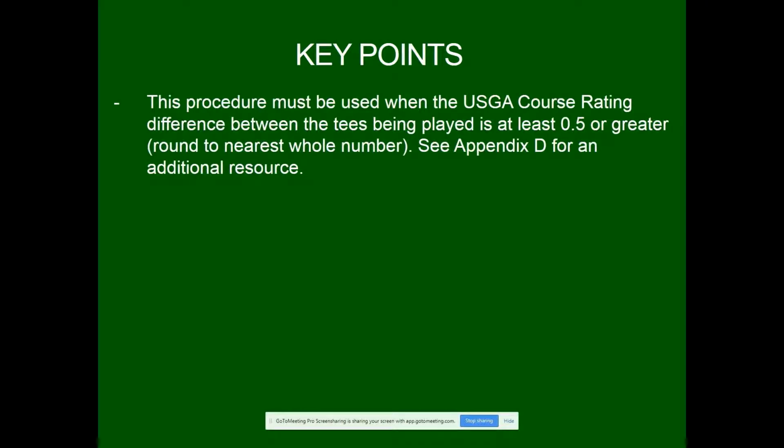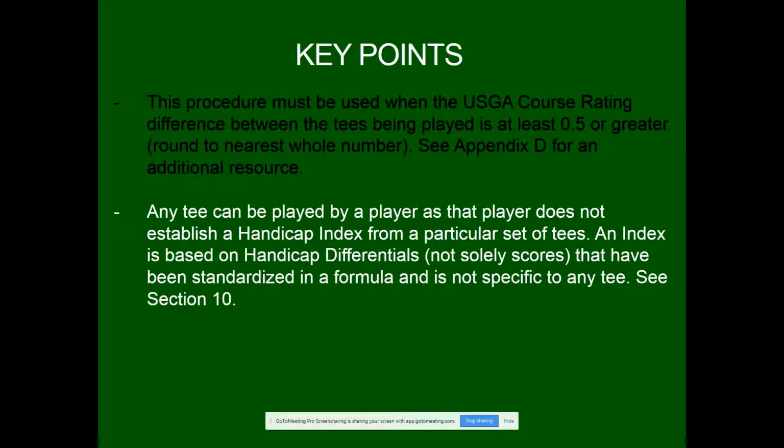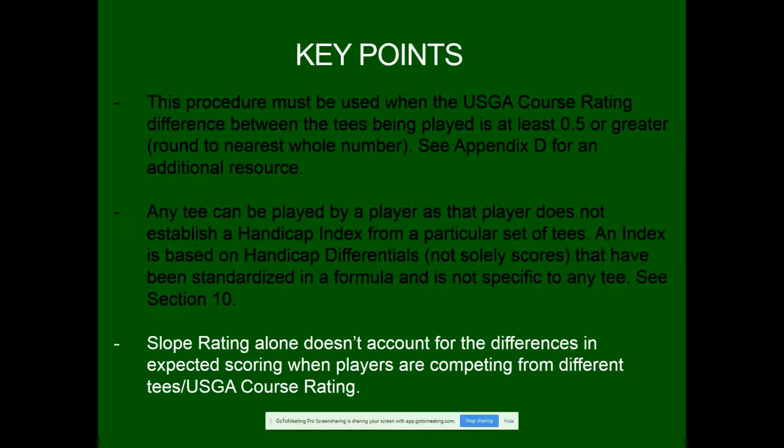Section 3-5 is a pretty simple computation. Basically, it's looking at the differences between course ratings, and has nothing to do with slope. That rating difference must be 0.5 or higher for this to kick in, for there to be an adjustment. Any tee can be played. Once again, nobody has a handicap from a particular set of tees. So any tee can be used and their handicap index can transfer anywhere.